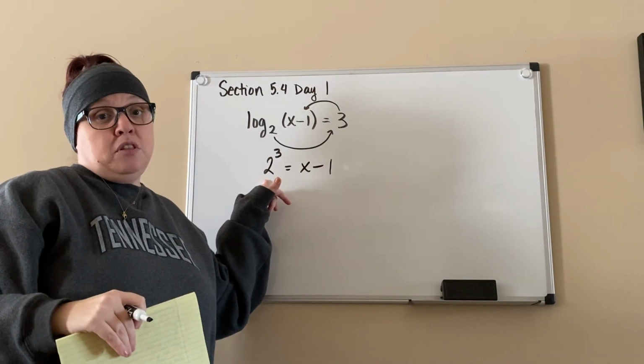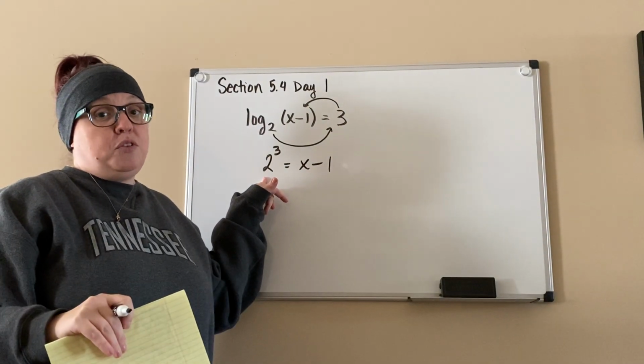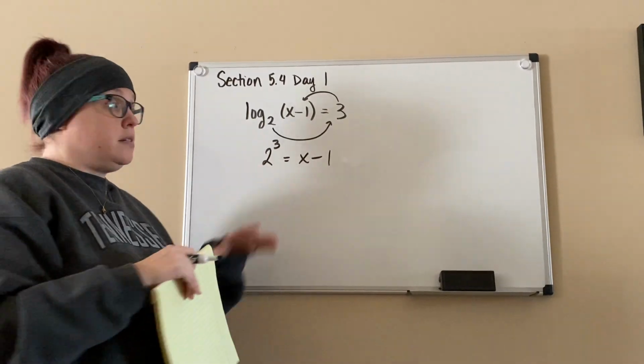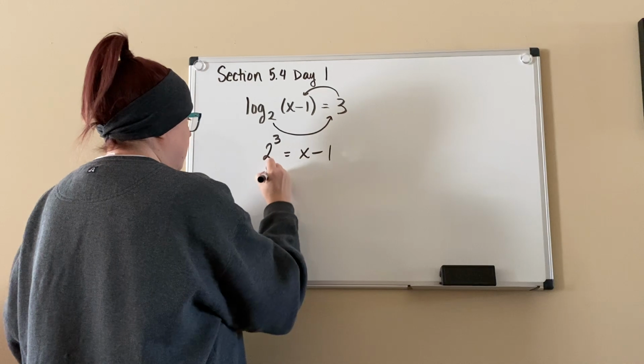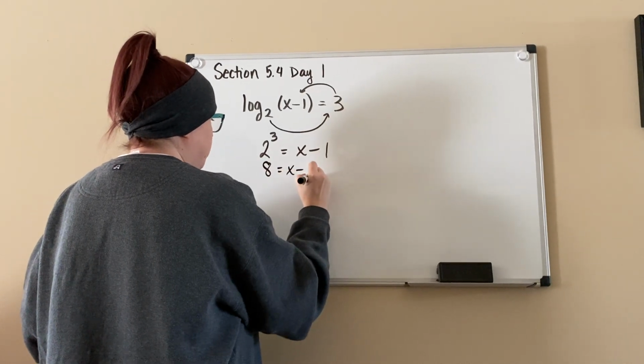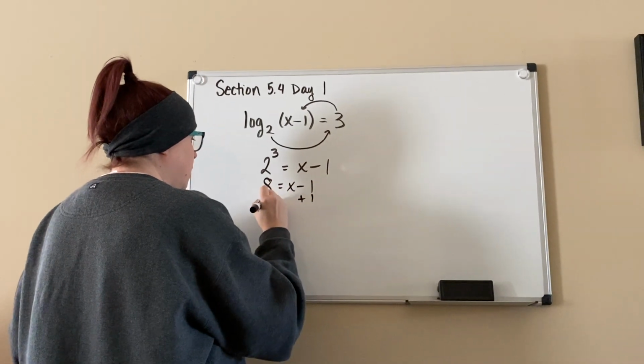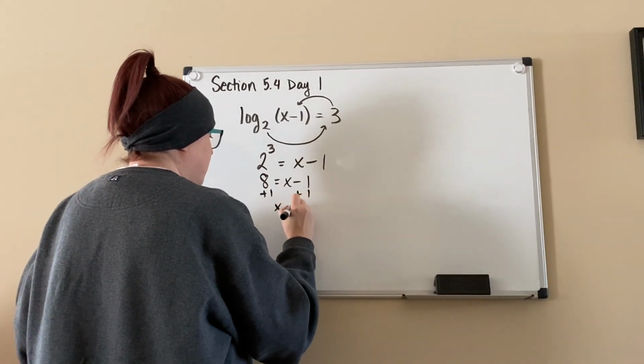Do you know what 2 to the third is? I bet most of you guys do. If you don't, you've got your calculator, but 2 to the third equals 8. So this is 8 equals x minus 1. So easy to solve. You'd add 1 and you get x equals 9.